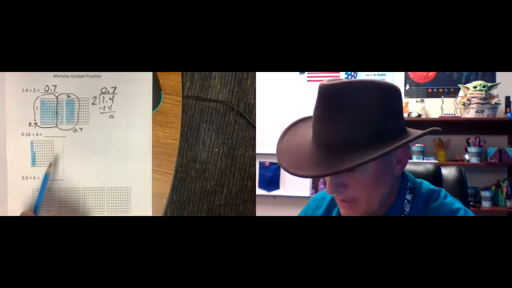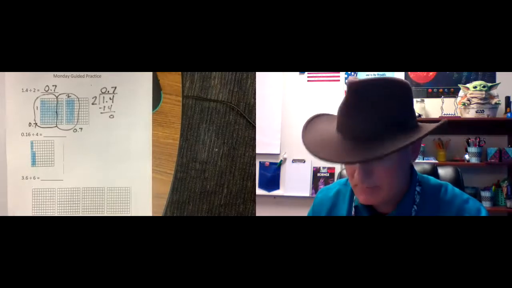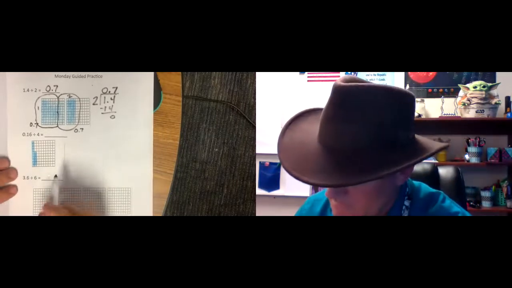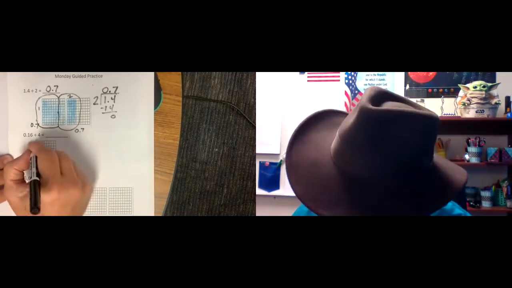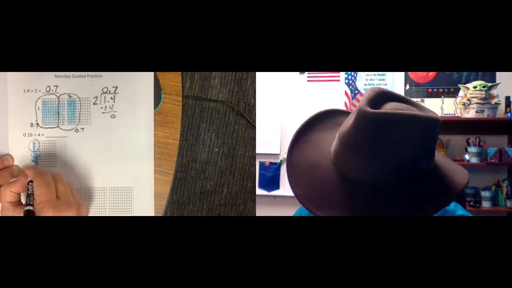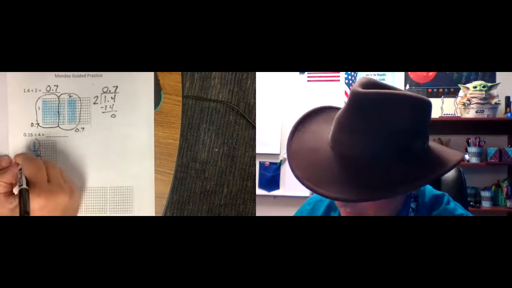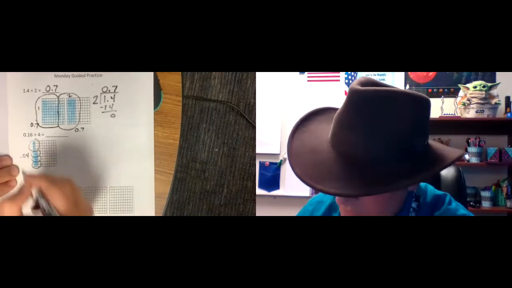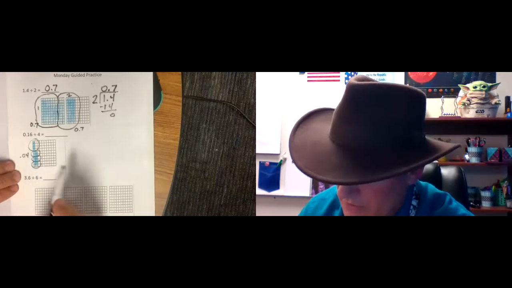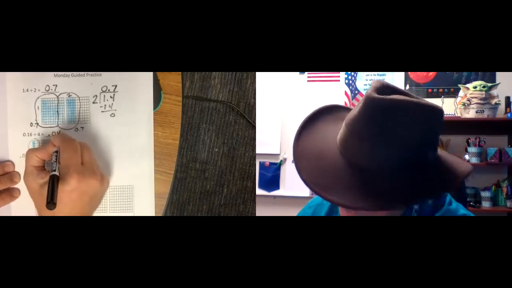Now, how can I divide 16 squares into 4 equal groups? Well, 16 divided by 4 is 4 because we know the inverse, 4 times 4 is 16. So in each group, I should have 4 squares. There's 1, 2, 3, and 4. So I have 4 groups, and in each group I have 4 hundredths, because this is 1, 2, 3, 4 out of 100. This is a hundredths grid. So I believe our answer is 4 hundredths.